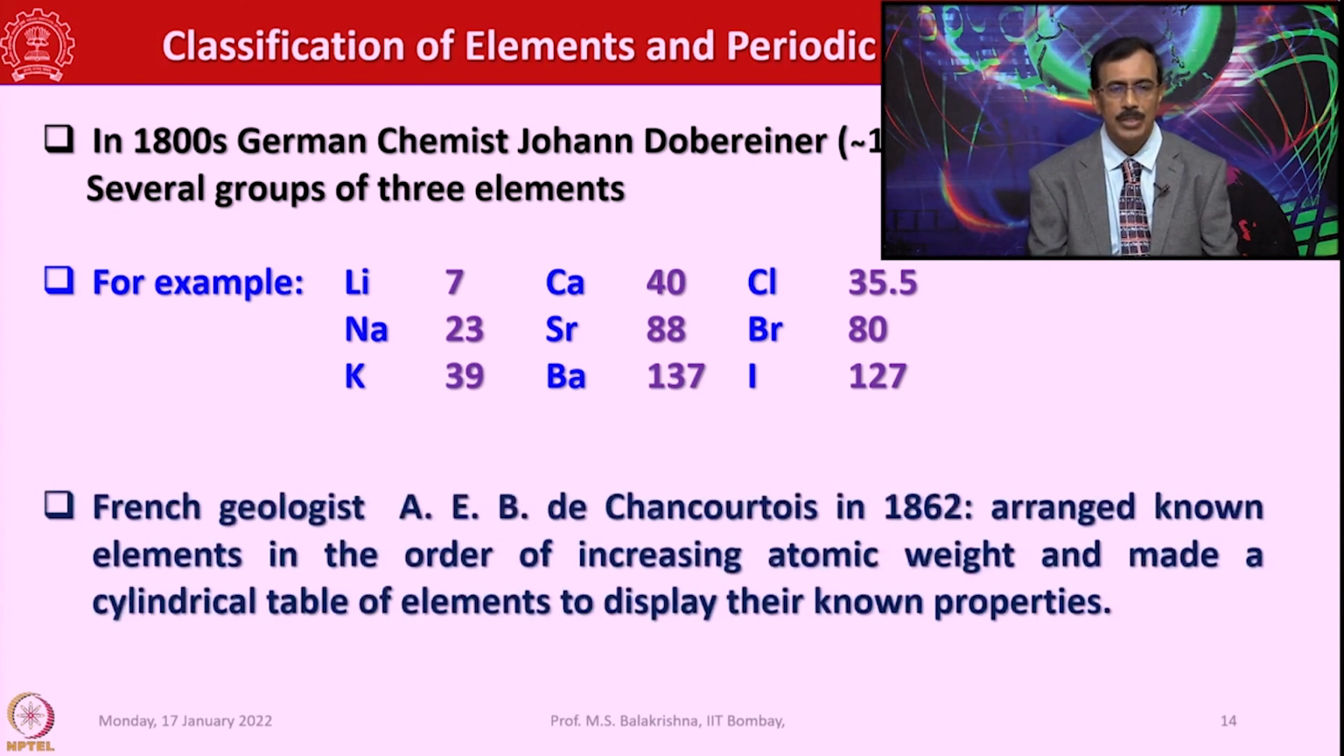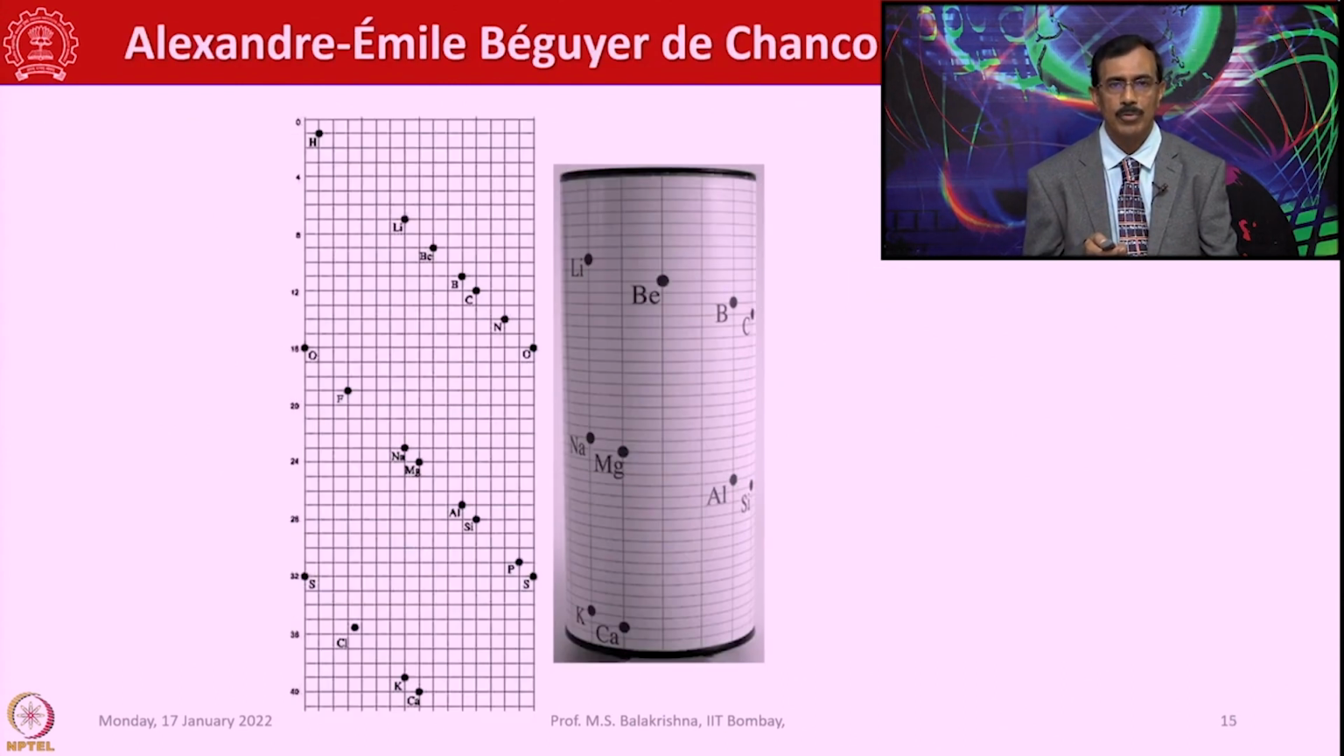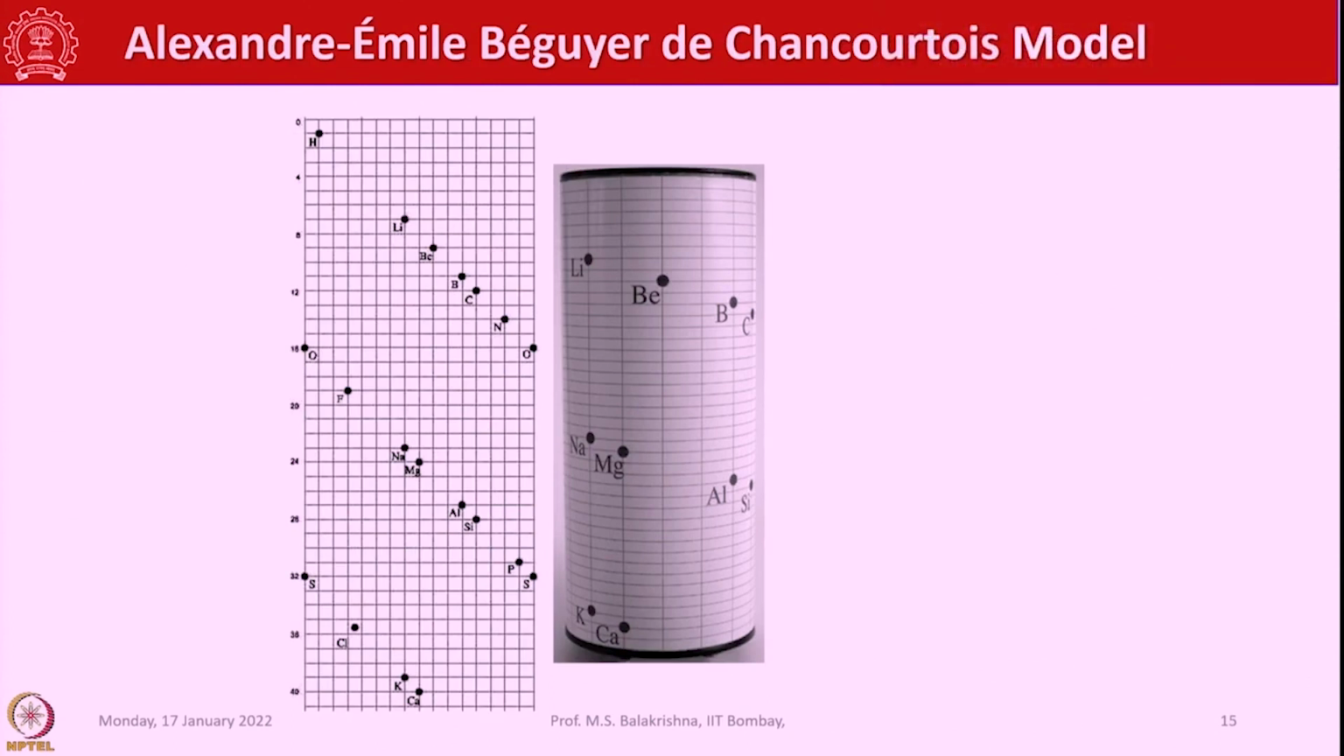French geologist A.E.B. de Chancourtois in 1862 arranged known elements in the order of increasing atomic weight and made a cylindrical table of elements to display their known properties. I have shown here Chancourtois' model.